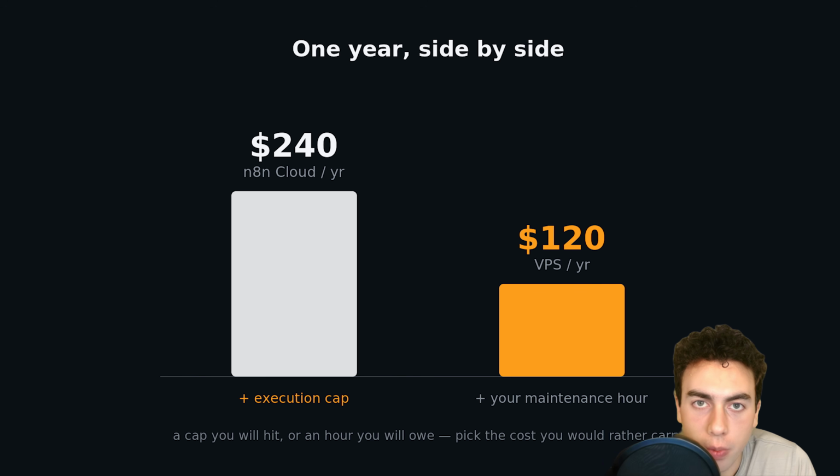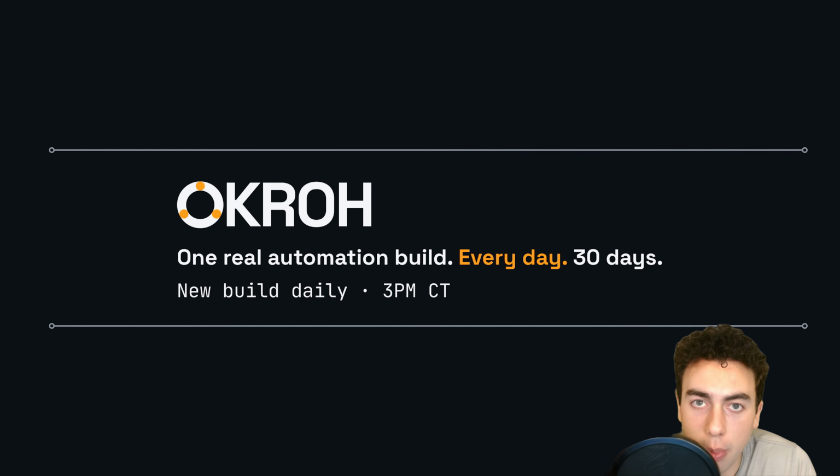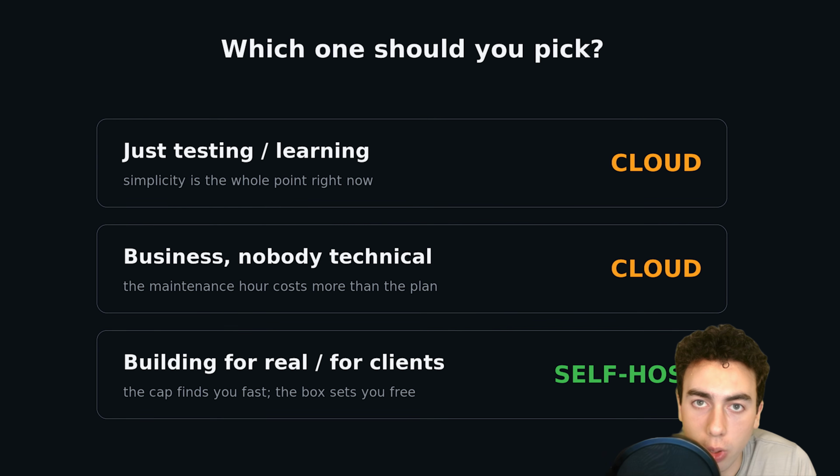Here's the final situation. You're building this as a real skill, or you're going to run more than a couple workflows, or you're doing this for other people. Self-host. The execution cap will find you fast. The unlimited box is genuinely liberating once you're building at any volume, and the maintenance hour stops being a cost and becomes the exact skill you're here to build. This series self-hosts from day 15 on, and everything we build later lives in that same box.